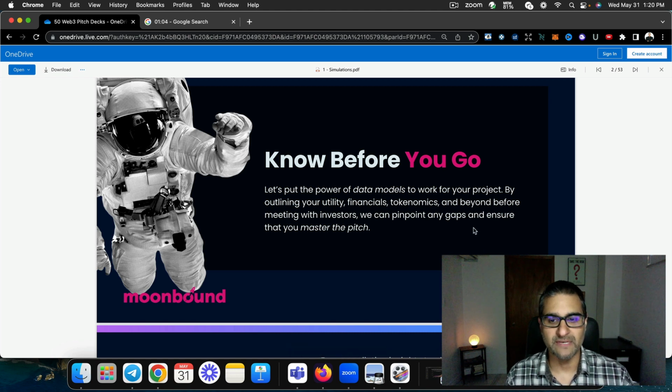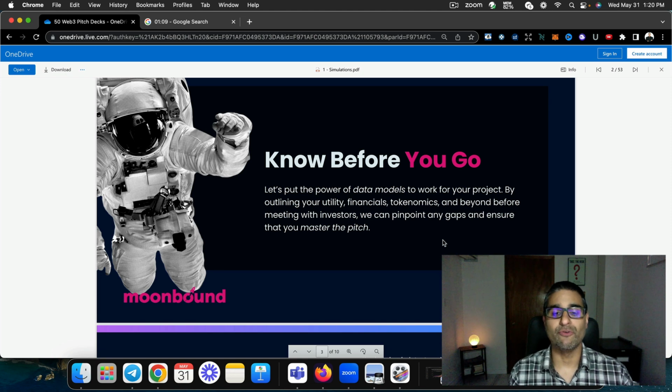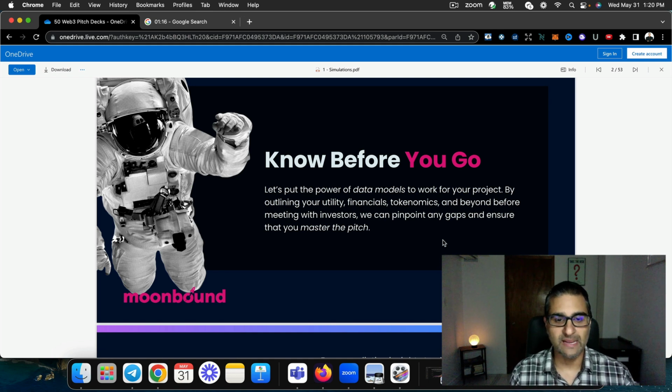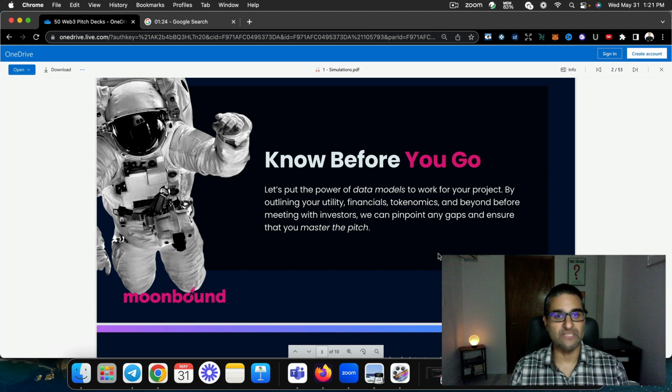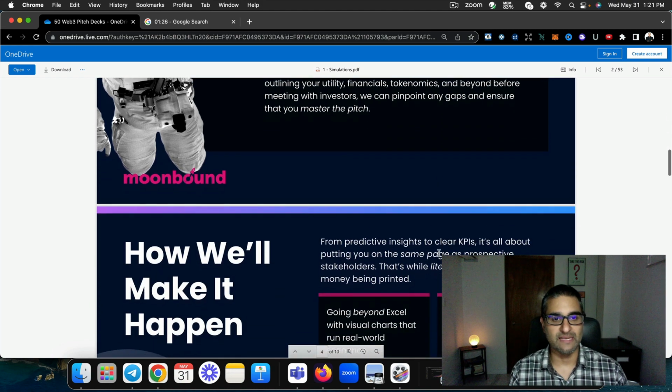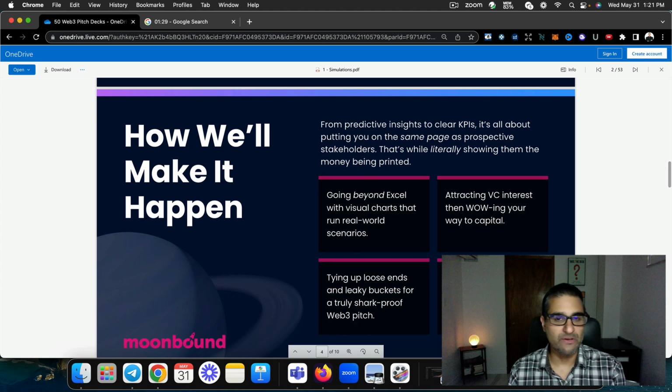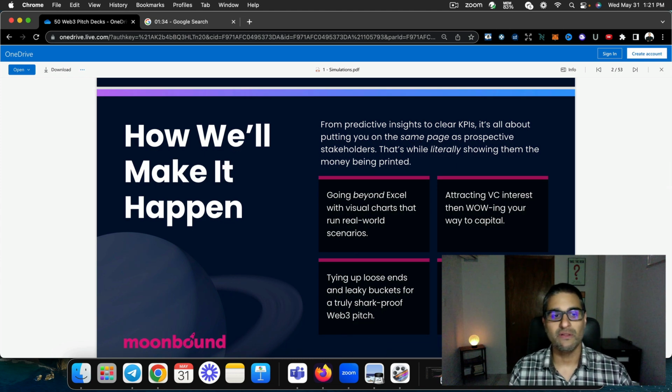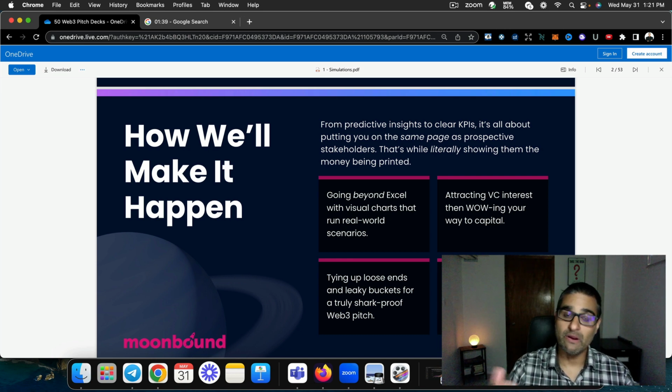They're saying, let's put the power of data models to work for your project, and they're going to outline basically everything for you, your financials, the token economy, and all the data around your project, and create it in a certain way that you can find any gaps in your actual data, and that way your pitch is airtight. So that's what they're solving: when you pitch anywhere, the investors are poking holes, and a lot of times the biggest holes are when you don't know your own numbers or you don't even see your own gaps or weaknesses. They are looking to solve that.